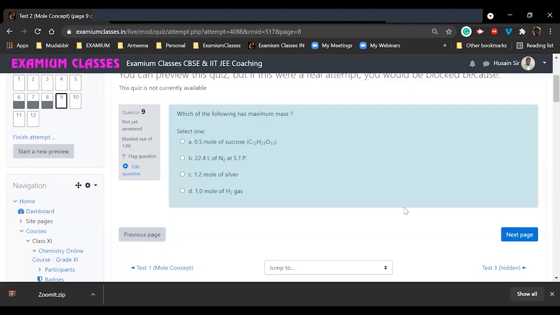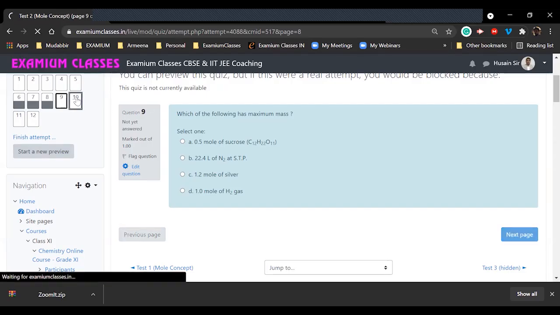The first one is 171 gram, then 28 gram. 1.2 mole of silver. Silver is 108. 108 into 1.2, okay, so it will be around 129. Still not 171, less than 171. Then 1 mole of H2 gas, 1 into molar mass of hydrogen, H2 is only 2 grams. So A will be the correct answer.